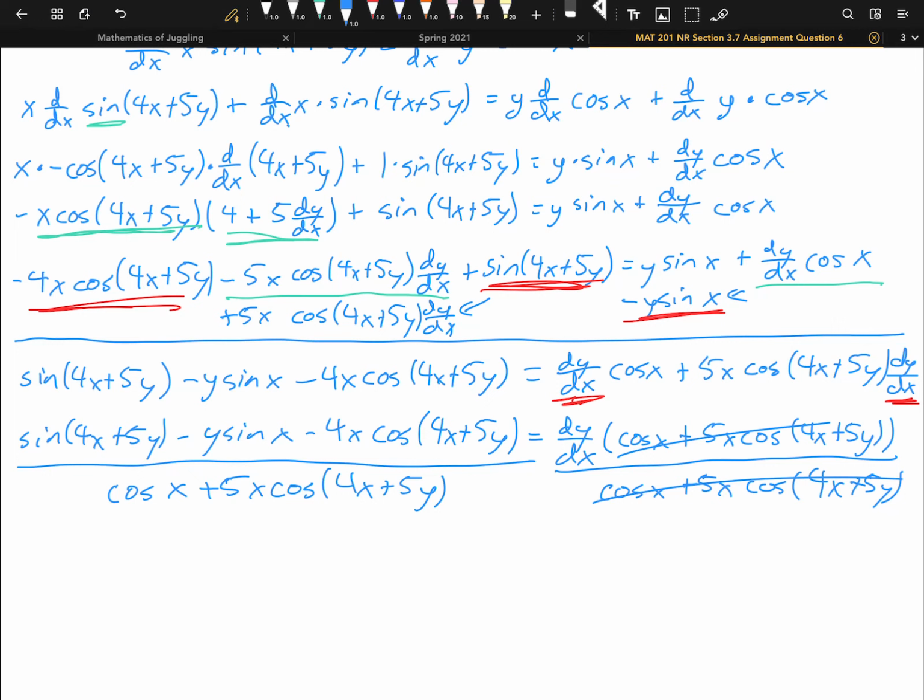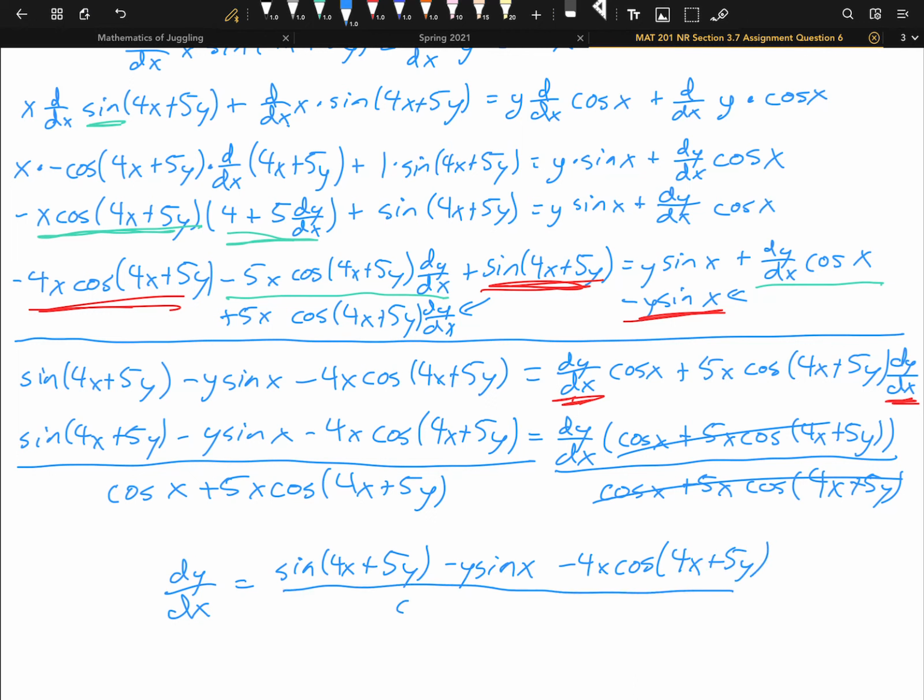I'm going to choose to write the dy/dx on the left-hand side now of my final answer, because I can flip an equation as long as I don't change the parts of the equation. I can flip which side I write them on due to the reflexive property and still get the same answer. So our final answer is dy/dx is sine of 4x plus 5y minus y sine x minus 4x cosine of 4x plus 5y, all over cosine of x plus 5x cosine of 4x plus 5y.